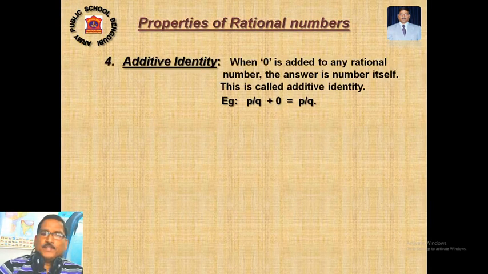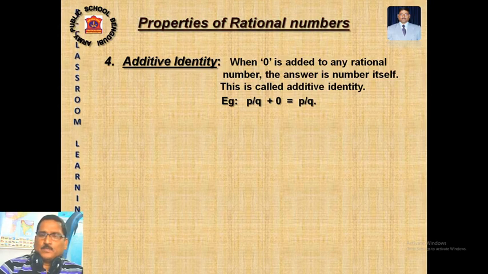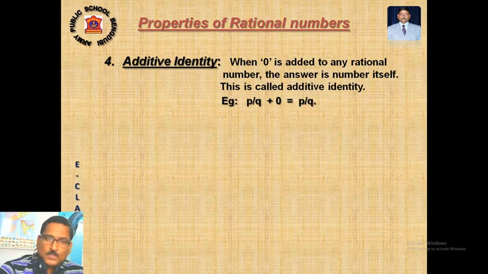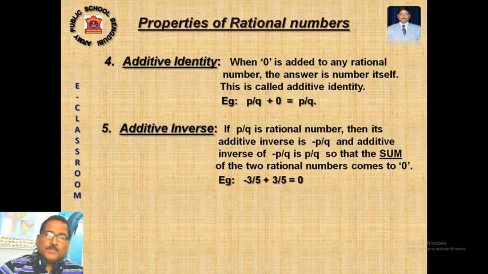Now additive identity. What is additive identity? When 0 is added to any rational number, the answer is the rational number itself. That's why 0 is called the additive identity. Like p by q plus 0 is equal to p by q. Clear?